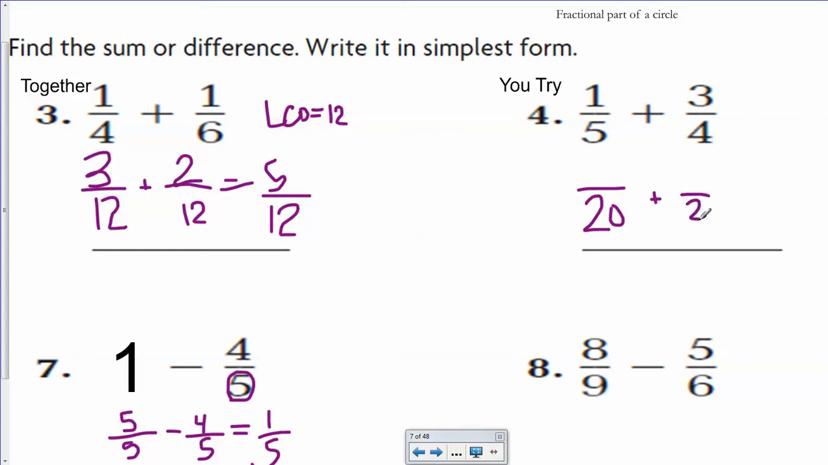All right, hopefully you found the least common denominators between 5 and 4 to be 20. So I'm going to end up with 4/20 plus 15/20, which will be equal to 19/20.